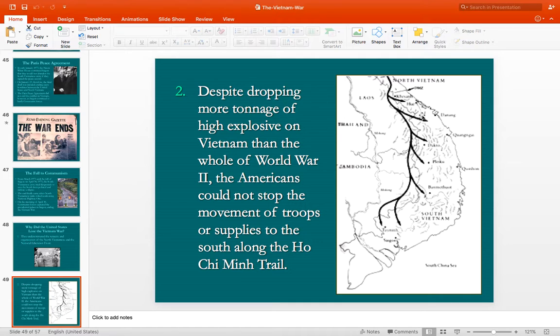We find that another implication of U.S. involvement for this long was the environmental destruction of the entire country. More tonnage of high explosives were dropped on Vietnam than the whole scope of World War II. And yet, that still didn't stop the trail of goods that Vietnamese were traipsing up and down the Ho Chi Minh Trail, these secret tunnels that I spoke of earlier.